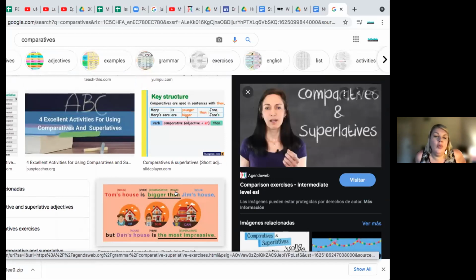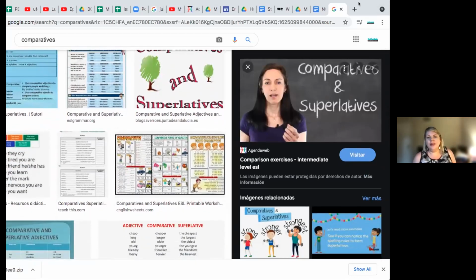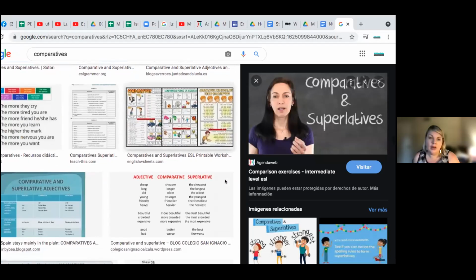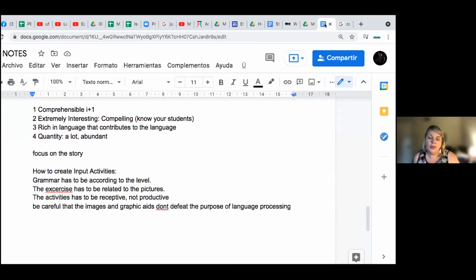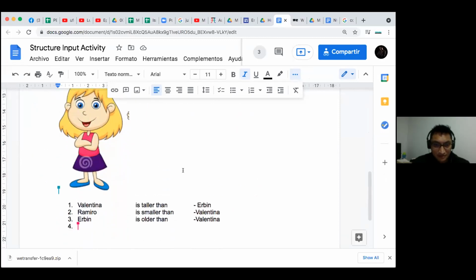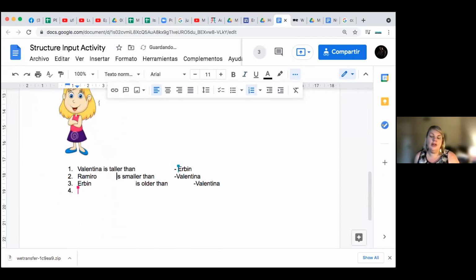You have 3 columns instead of 2 columns. Doesn't it become a little more complicated? I think so, yes. So wouldn't we want to make it a little bit more simple? Maybe we just want to match 2 columns, and that would be enough. You can say Valentina is taller than, and then you can have them match.